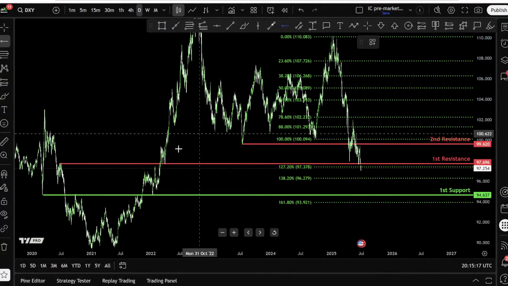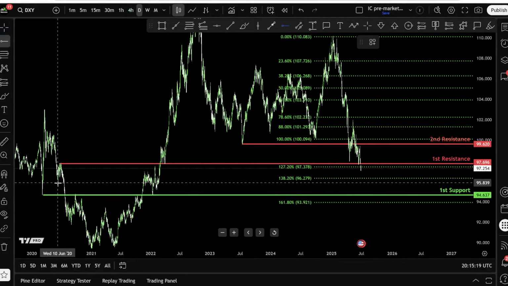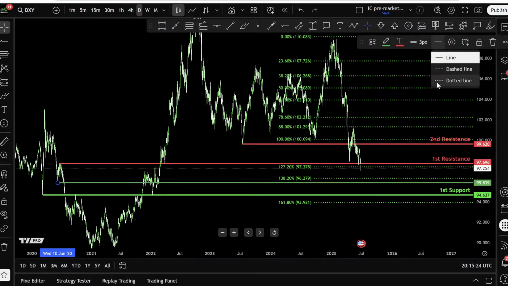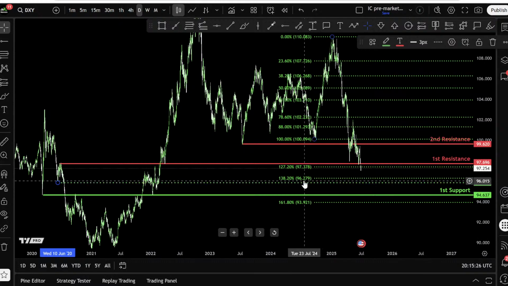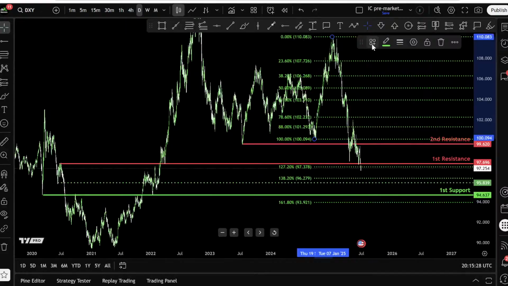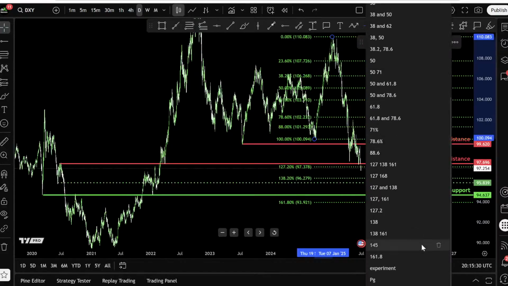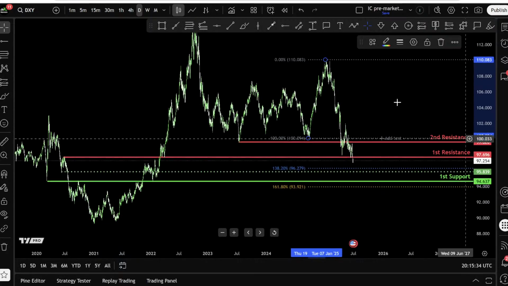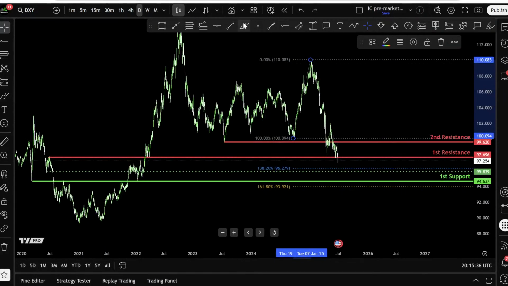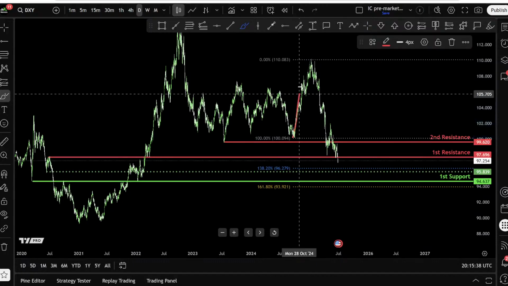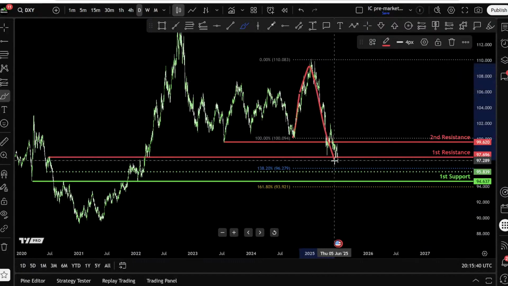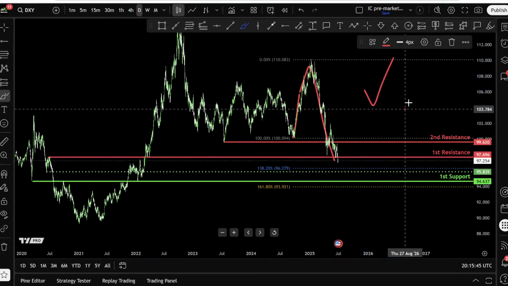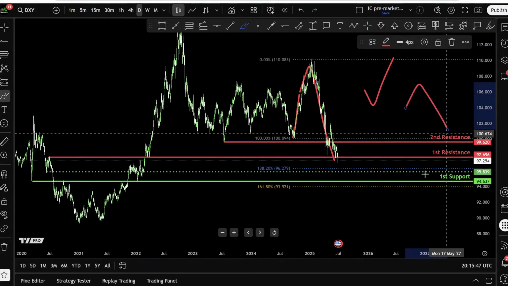Okay, I might add an intermediate support level right about here. Okay, so I'll keep the 138 as well as the 161. So if you can't really see that inverted Nike tick, it's right about here. Okay, so an upright Nike tick will look like this. Since it's inverted, it'll just look like that.